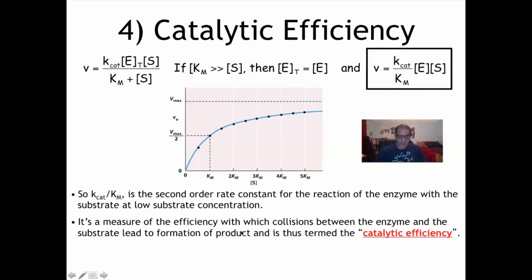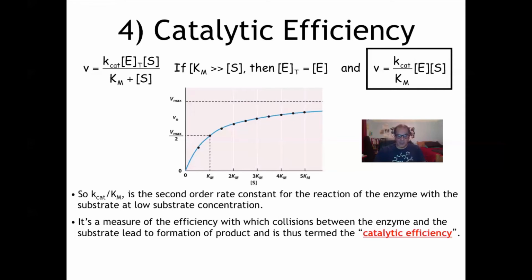You can also think of it as a measure of the efficiency with which collisions between the enzyme and the substrate lead to the formation of product. And so it's sometimes termed the catalytic efficiency. If every time the enzyme collides with the substrate, we get a productive reaction, we would say that that enzyme has achieved catalytic perfection.